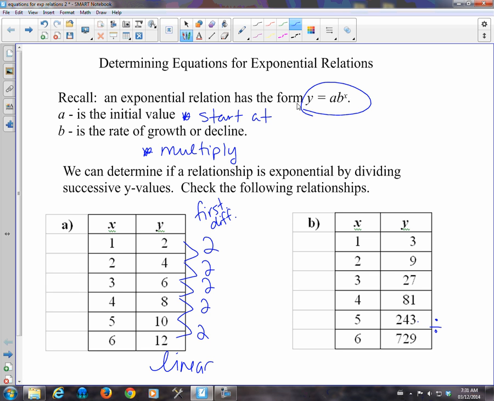So I can do successive y values: 729 divided by 243, and I'm going to get 3. I can do the next two, 243 divided by 81, and I get 3. And I can do 81 divided by 27, and I get 3. I think there's a bit of a pattern here. If you divide instead of subtract your y values and you get the same answer, that means it's exponential.